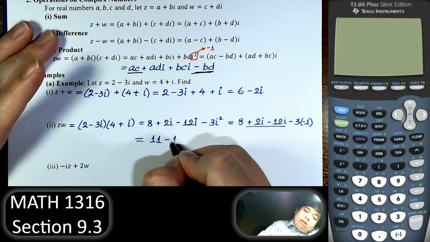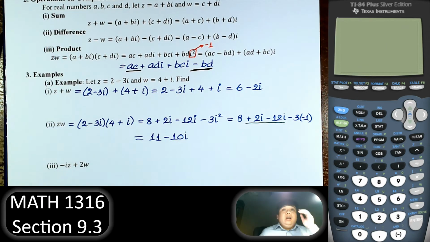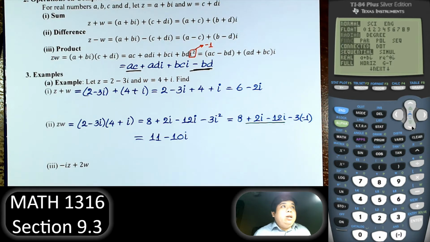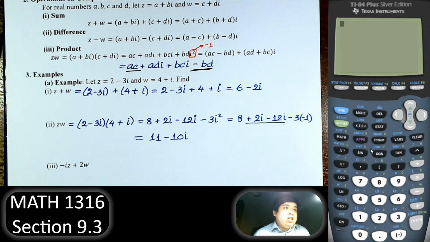minus 10i. Right. If we're using the TI calculator, we can use that to do complex numbers. Make sure you hit mode, and if it's not a plus bi, go to a plus bi, which is the complex mode. So a plus bi, highlight. Now it is in complex mode. We can just do the math here. 2 minus 3i. The imaginary i is above the decimal point, so we hit second. So 2 minus 3i times 4 plus i.